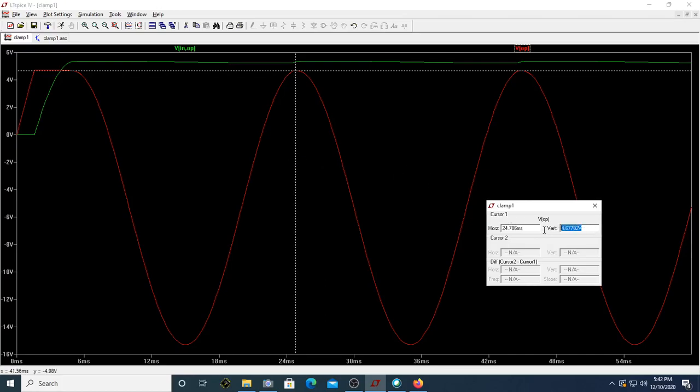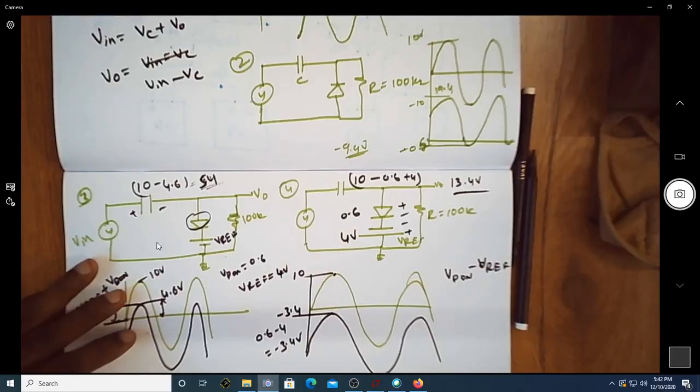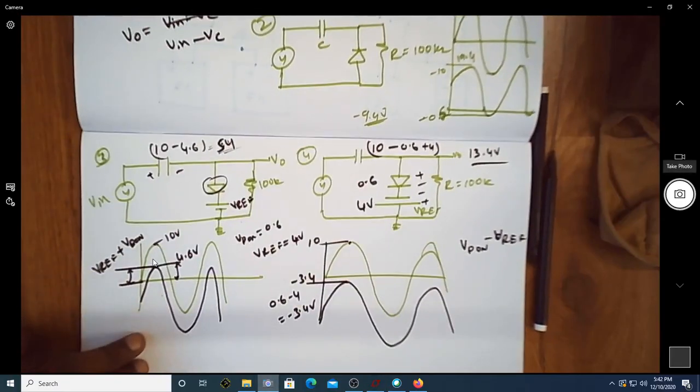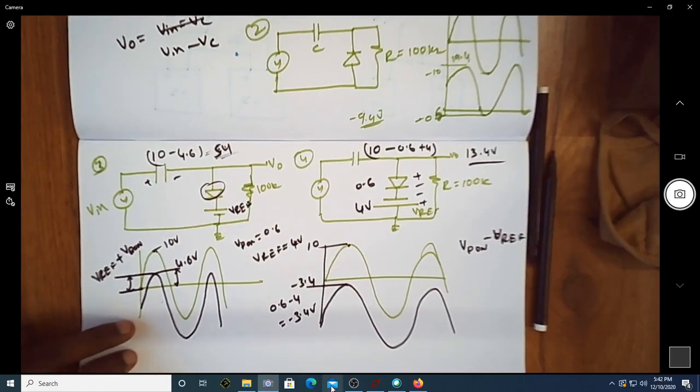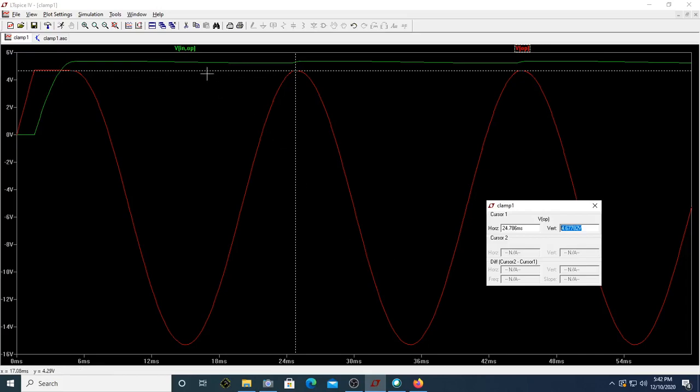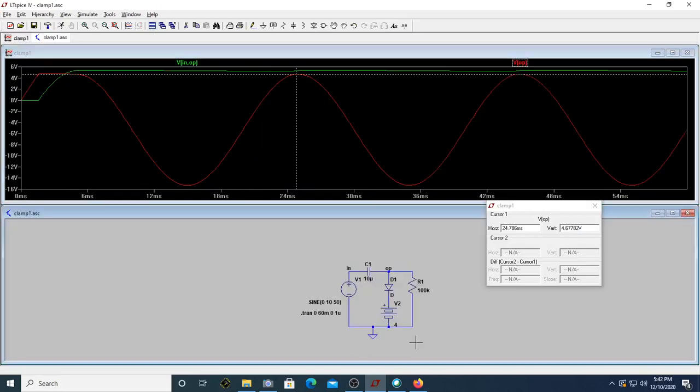You can see it's almost 4.6, 4.67 volts. This is the example for the positive peak, which was there at 10, has been clamped to 4.6 volts. Suppose I reverse the polarity of my battery. Let me go back and see it again. What I'll do, I will reverse the battery connection, not the diode connection. So I have reversed it and made it 4 volts again. Let me save it and run.